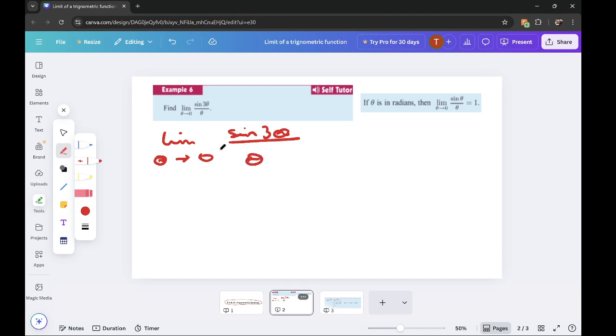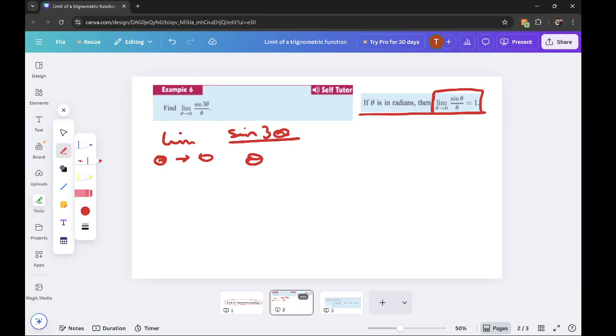So the main rule that we'll be applying here is this rule over here. It says that if theta is in radians, then the limit as theta approaches 0 of sine theta over theta is equal to 1. So this rule is what we have to look at and what we have to derive from this question. To do that, we need to put this in some sort of form like this.